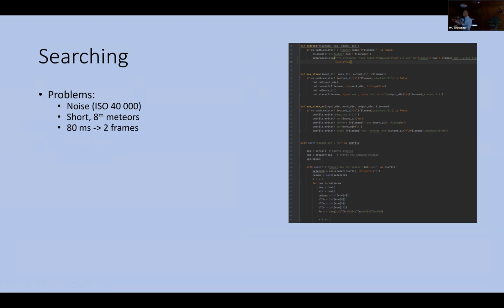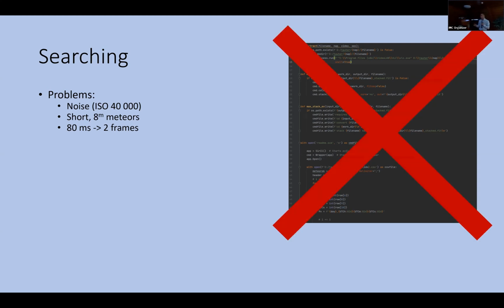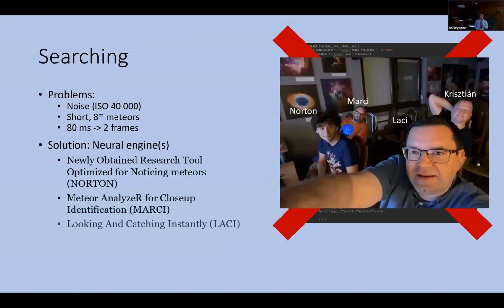So we couldn't find an easy solution with software. Also, there was the problem that most of the meteors were very short and very faint, and they appeared mostly in 1 or 2 frames. So it was really hard to detect. So normal traditional methods are out of the question. So we had to use some neural networks, biological ones, actually.